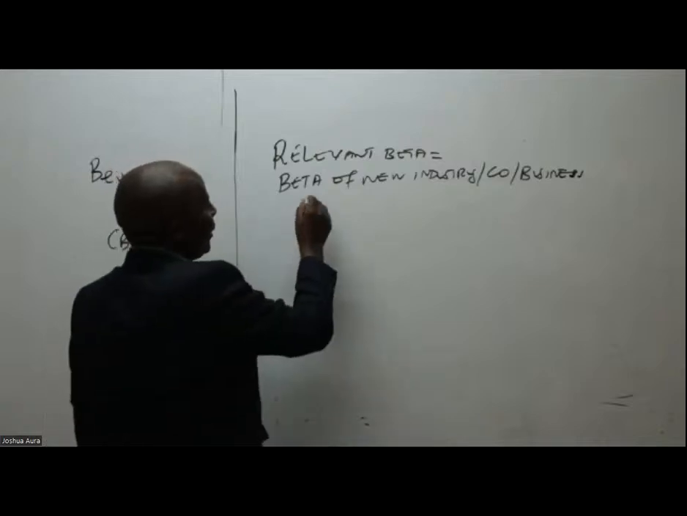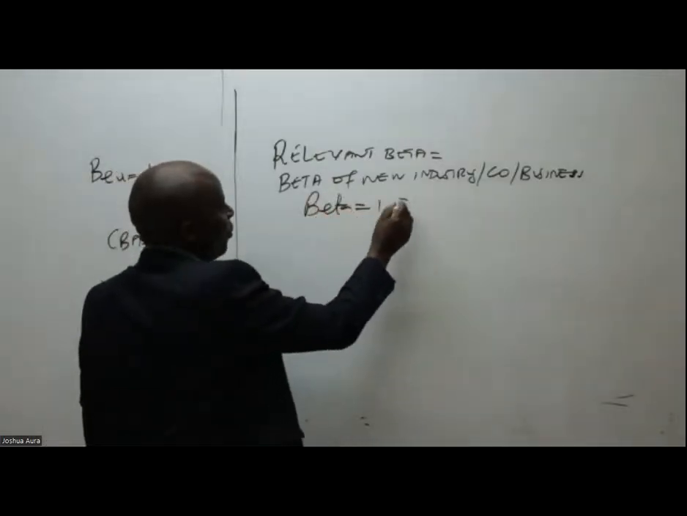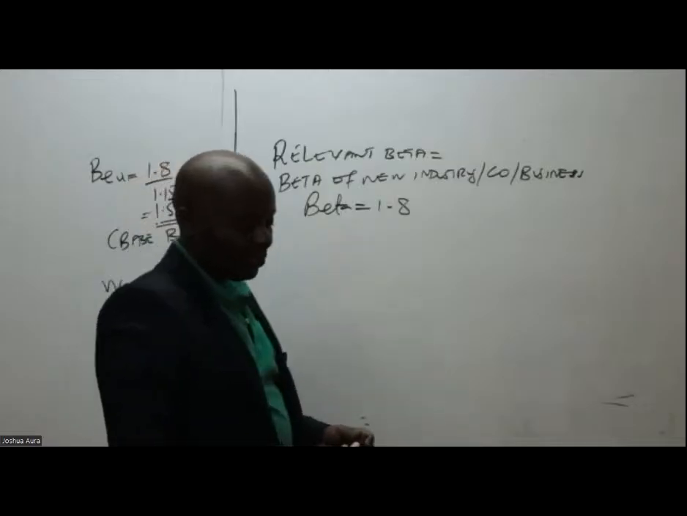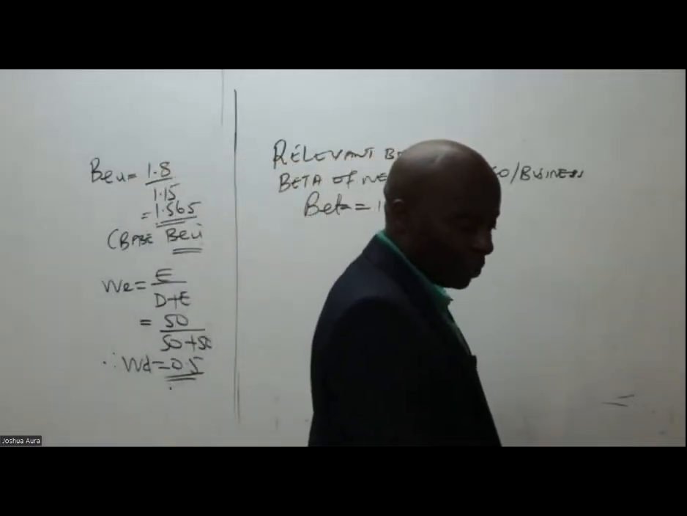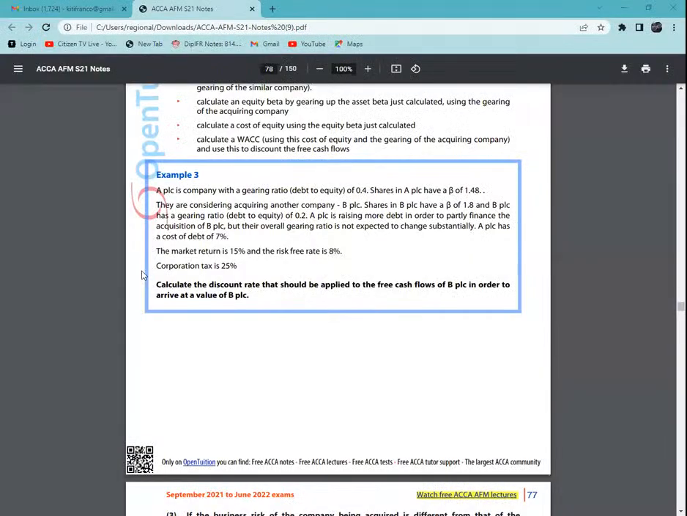And the beta that they have given me is the beta of 1.8 of the new business. Then I need to ask myself, is this new business levered or unlevered? You look at the capital structure given. I can see it has debt and equity in it. So it's a levered firm.